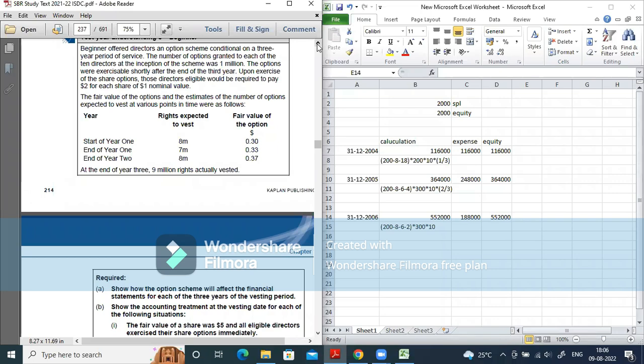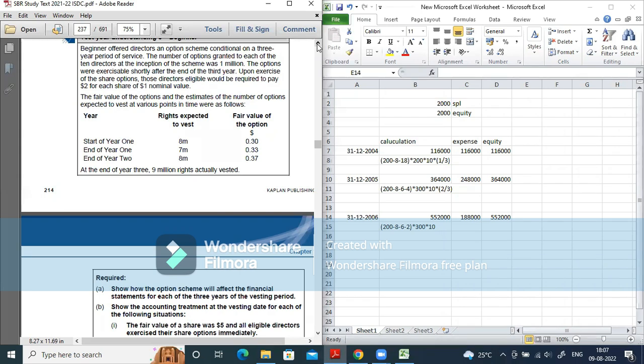Start of the year 1, rights expected to vest is 8 million and fair value of the option is 0.30. End of the year 1, rights expected is 7 million and fair value of the option is 0.33. End of the year 2, rights expected to vest is 8 million and fair value of the option is 0.37. At the end of the year 3, 9 million rights actually vested.